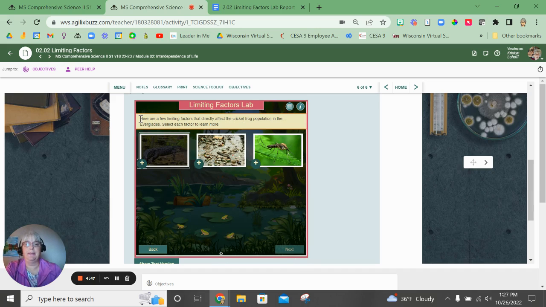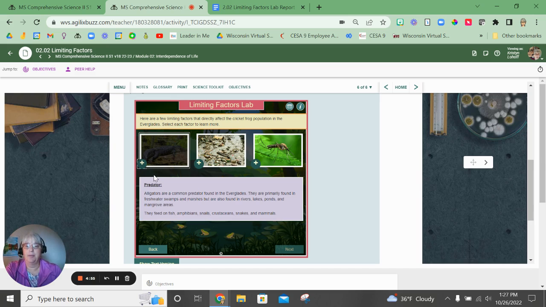Here are a few limiting factors that directly affect the cricket frog population in the Everglades. Select each factor to learn more. Predator: alligators are a common predator found in the Everglades. They are primarily found in freshwater swamps and marshes, but are also found in rivers, lakes, ponds, and mangrove areas. They feed on fish, amphibians, snails, crustaceans, snakes, and mammals.